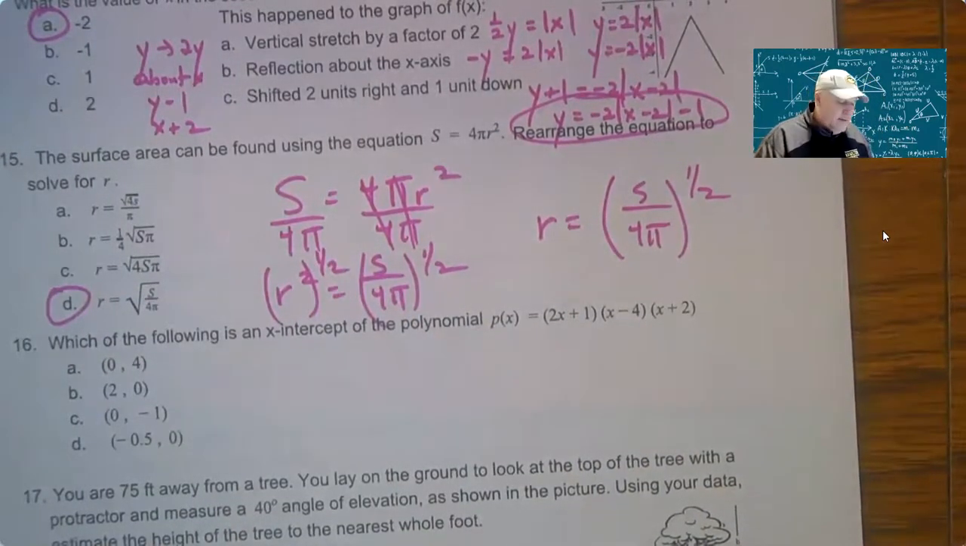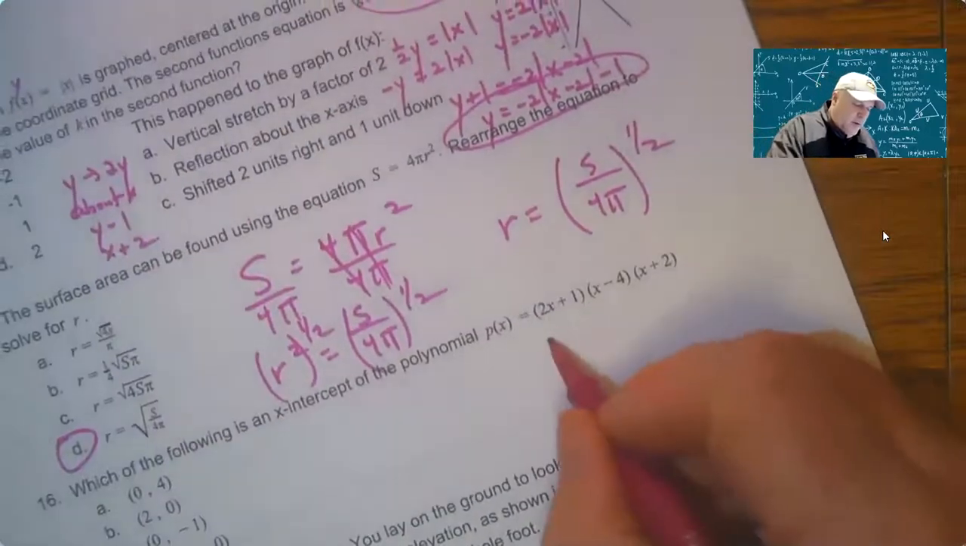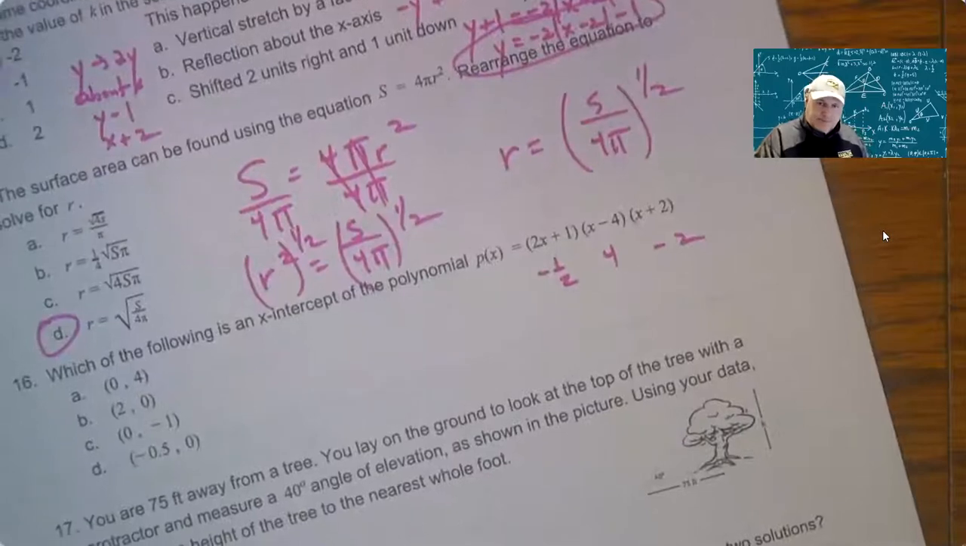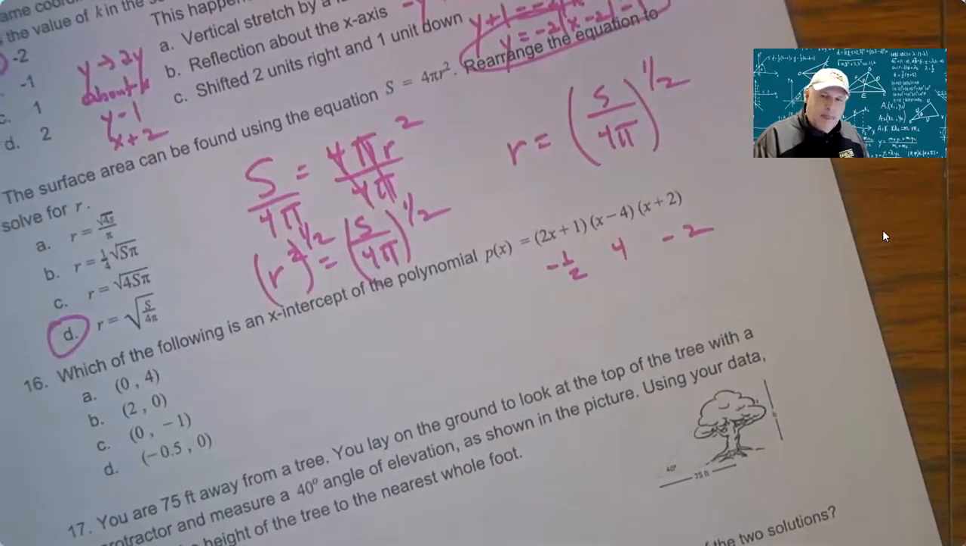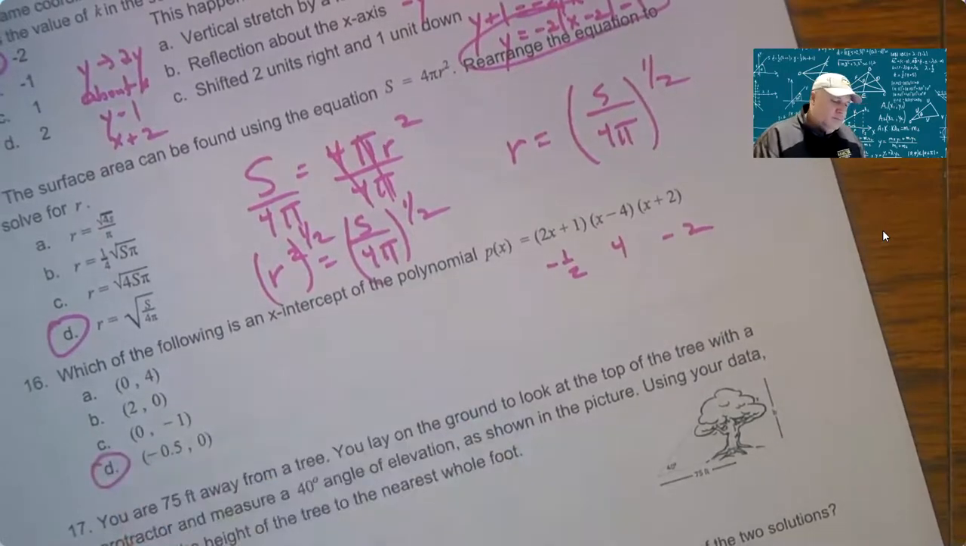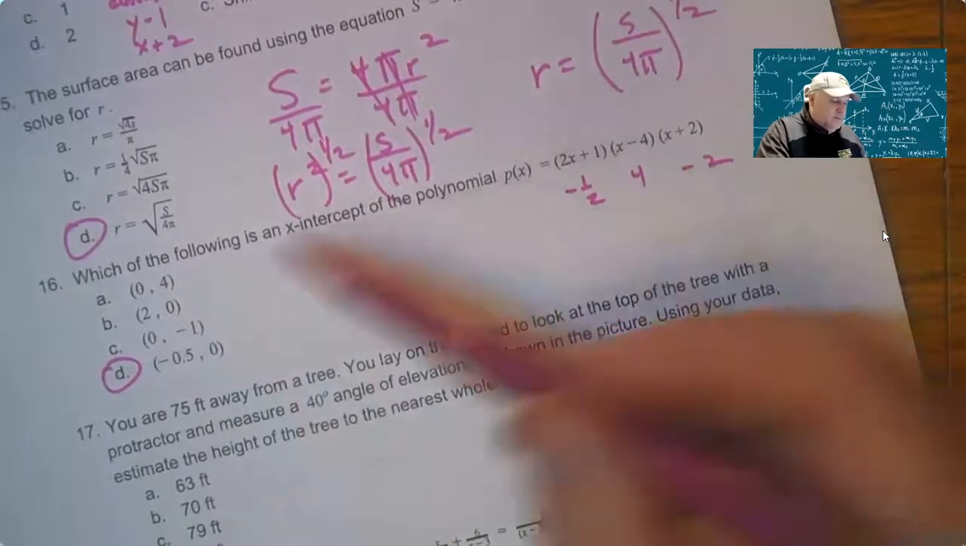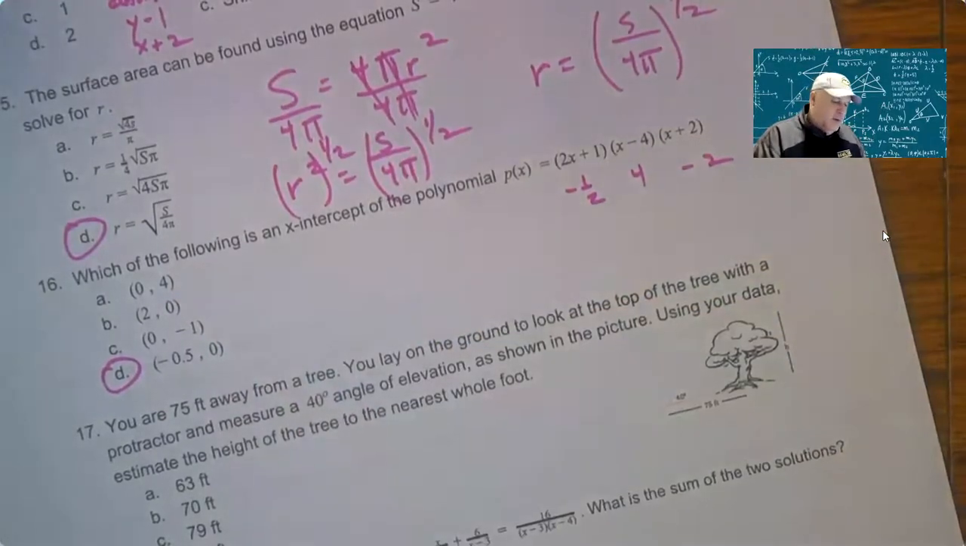Okay, which of the following is an x-intercept in this polynomial? So you've got to set them equal to 0. So those are your x-intercepts. Okay, so it is D. Make sure you understand that's a y-intercept, 0, 4, 0, negative 1.